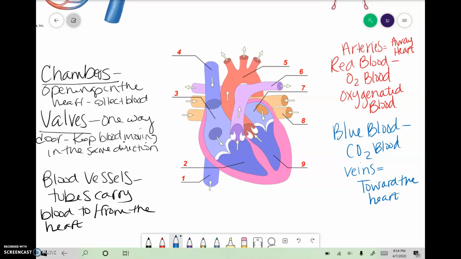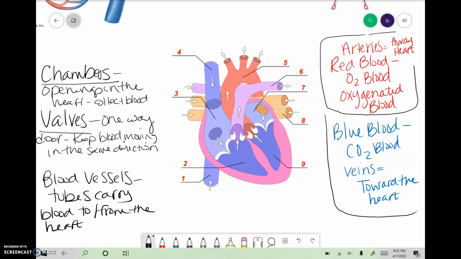Okay, feel free to pause the video and let any of this marinate. It kind of is a lot to go over at one time, but it will all make sense at the end as all of the puzzle pieces start to come together. Okay, so once again, arteries carry oxygen-rich blood, which is signaled by the red color in blood vessels or parts of the heart. Veins carry carbon dioxide rich blood or dirty blood toward the heart for us to get rid of.